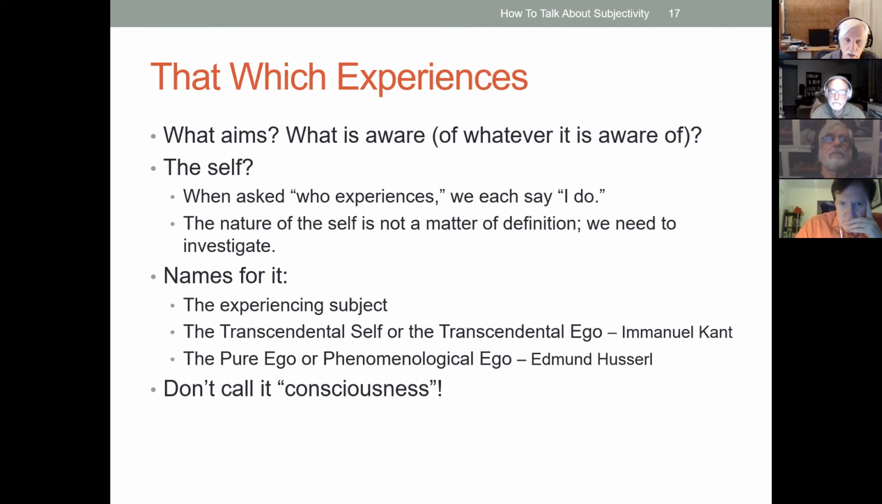We need to investigate. Now, there are various names for it: the experiencing subject, the transcendental self or transcendental ego from Immanuel Kant, the pure ego or the phenomenological ego from Edmund Husserl. Whatever name you want to give it, just don't call it consciousness. Don't say, oh, my consciousness is what's conscious of stuff. No, that's too confusing. If you want to refer to that which experiences, that which is conscious of the world, say the self, the phenomenological ego, the experiencing subject, some phrase other than the term consciousness. All right. So far, so good, I hope.